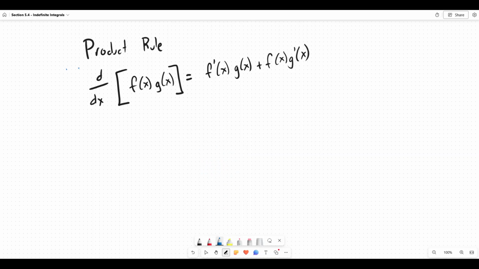I know that I have the old derivative rule written on the whiteboard, but we're actually going to use this derivative rule to inspire some of our integral rules.